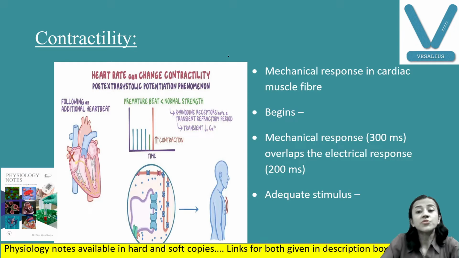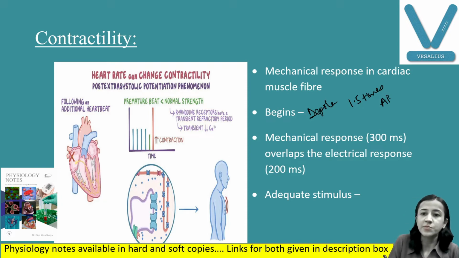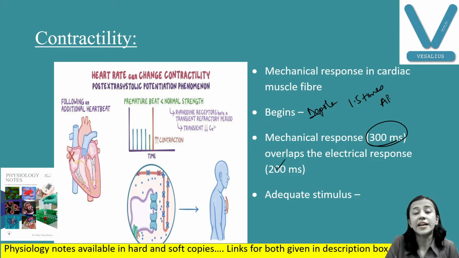Now, what is this contractility? Contractility is the mechanical response of the cardiac muscle, and this begins just after the onset of the electrical activity, that is, the onset of depolarization, and it lasts for 1.5 times as long as the action potential. This mechanical response overlaps the electrical response, because the mechanical response lasts for 300 milliseconds while the electrical lasts for 200 milliseconds. And when an adequate stimulus is applied, cardiac muscle has the ability to generate force and to contract.